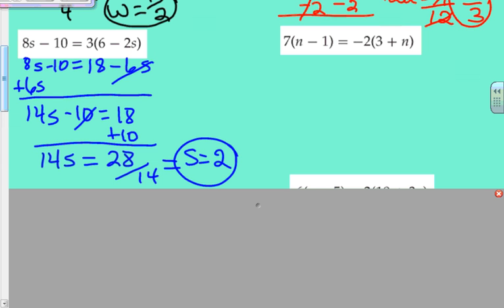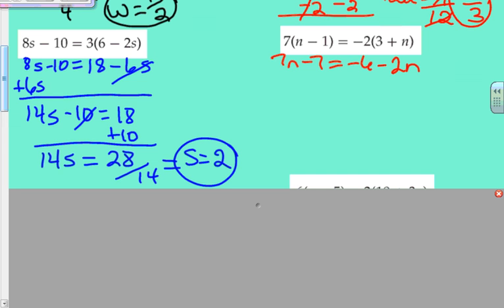And it's finished. This one has 2 sets of distributive property to work with first. So we're going to start out. 7 times n is 7n minus 7. And then this becomes negative 6, not plus. But a negative times a positive makes it a negative 2n.